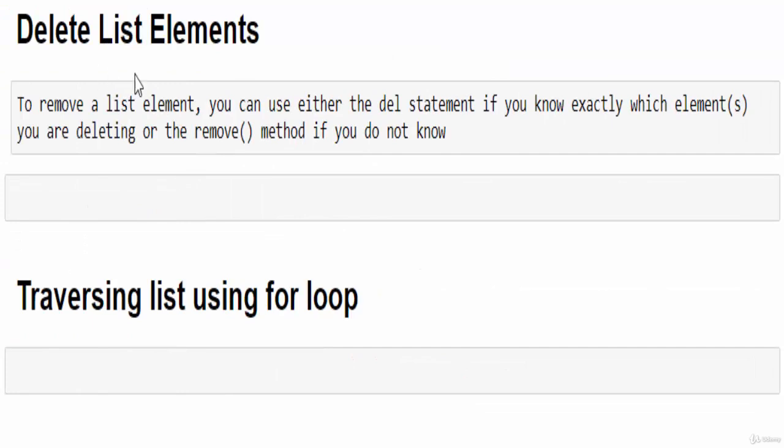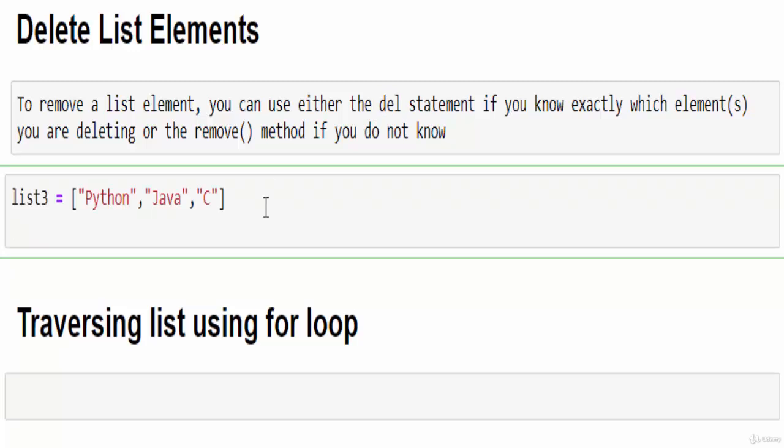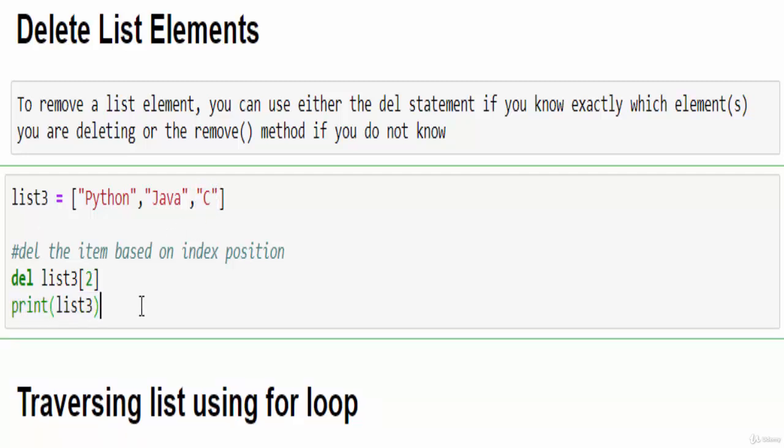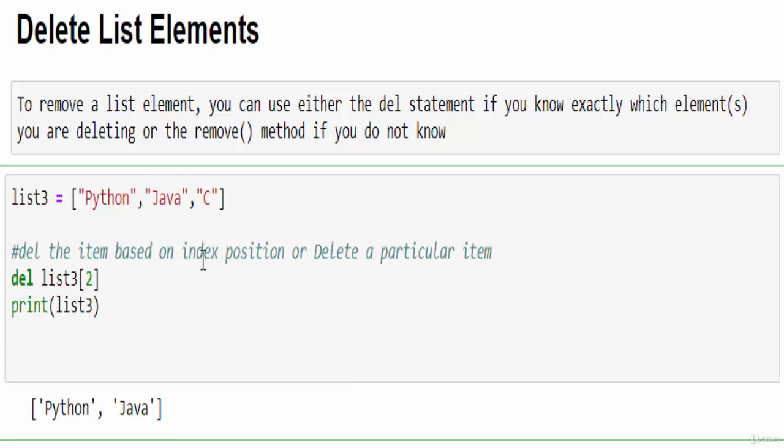The next one is delete the list element. To do that, we can use the del keyword like other data types. Once again, same example. The list is created with 3 string values. First way is to delete the item based on index position. Del keyword list 3. In that, I want to delete C and the index value is 2. After that, we will print and see whether the value is deleted or not. I'm just running it. The value is deleted. This is based on the index position to delete a particular item.